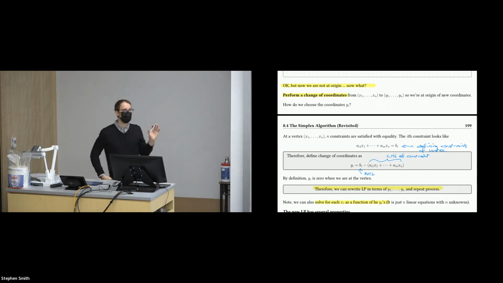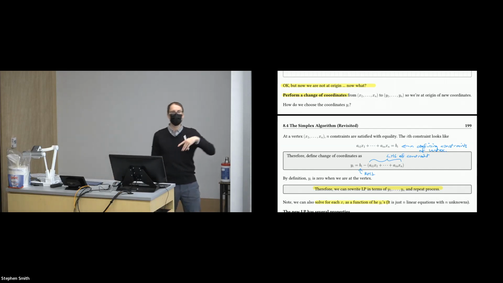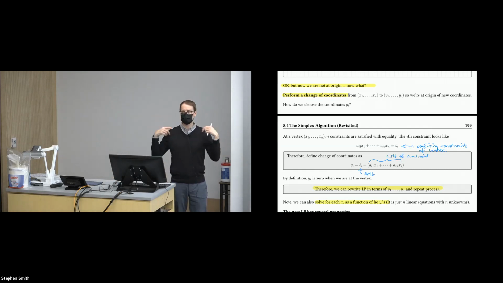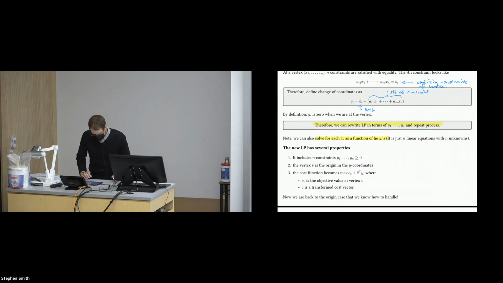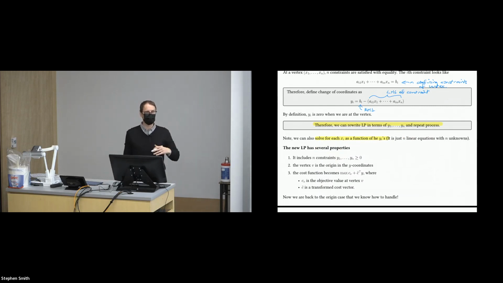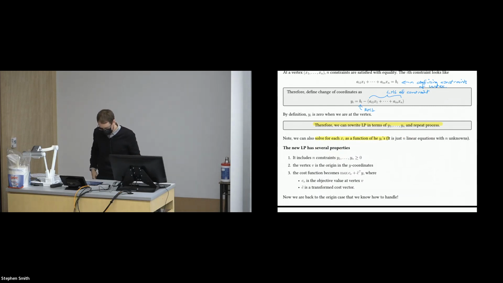And so our idea was, once we got to this new vertex, we're no longer at the origin. So what we do is transform coordinates so that we're at the origin in the new coordinate system, and then we repeat the process. And this was what we were writing. When we do a change of coordinates from the X variables into the Y variables, we wind up with a new linear program.